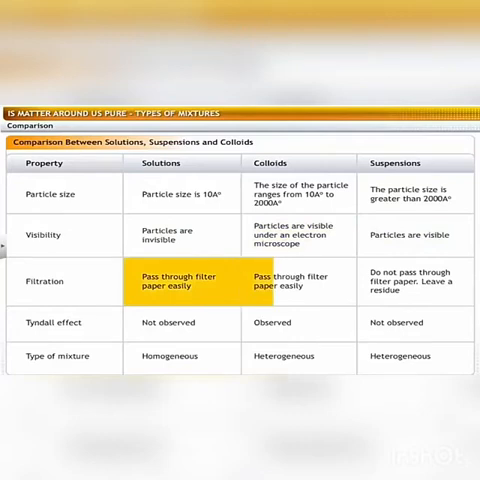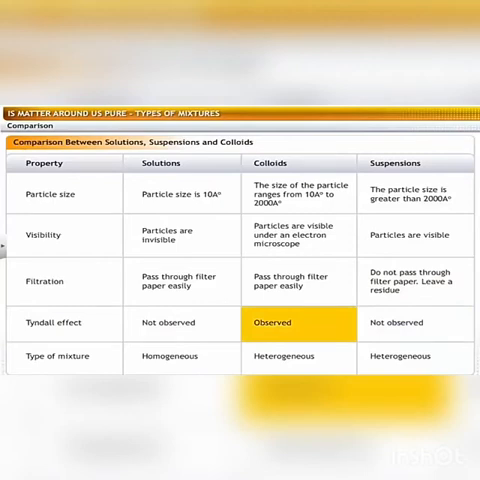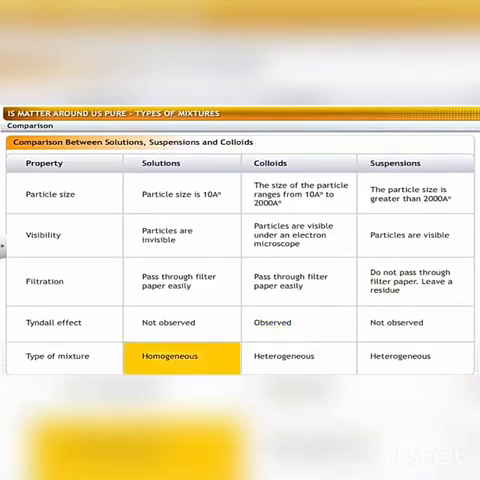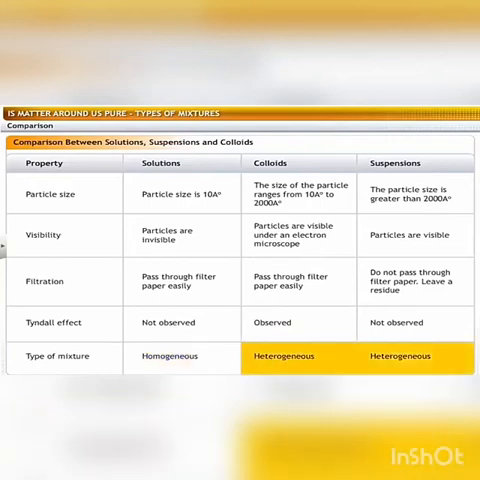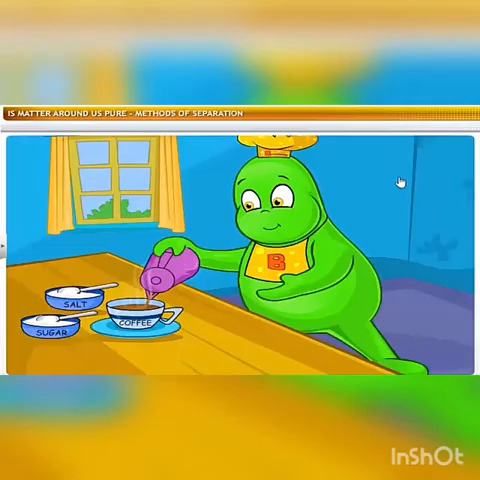Particles in solutions and colloids pass through filter paper easily, while the particles in suspensions do not pass through filter paper easily. The Tyndall effect is not observed in solutions and suspensions, while it can be seen in colloids. A solution is a homogeneous mixture, while both suspensions and colloids are heterogeneous mixtures.